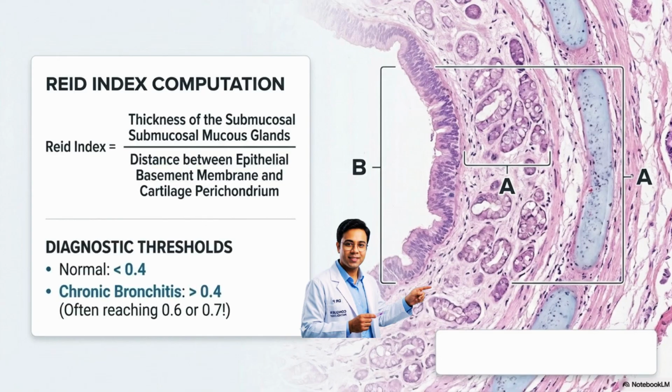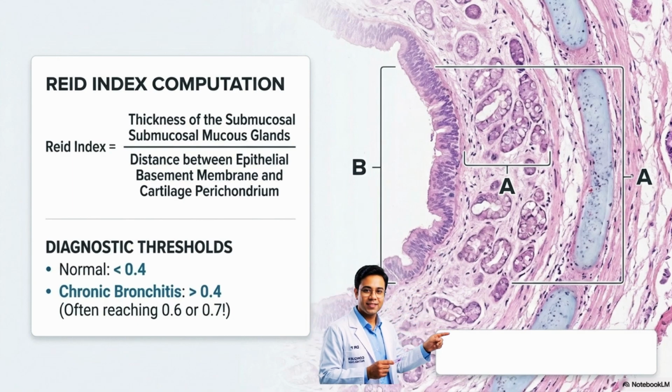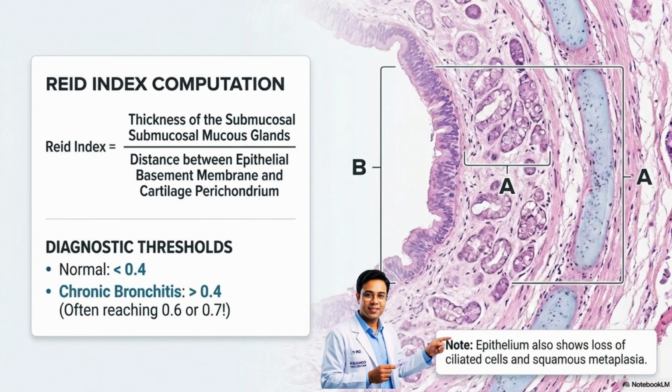Here are your diagnostic thresholds. Normal is less than 0.4. In chronic bronchitis, it is greater than 0.4, often reaching 0.6 or 0.7. Also, as a side note, the epithelium also shows a loss of ciliated cells and squamous metaplasia.